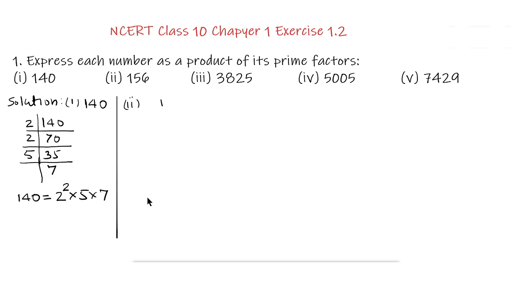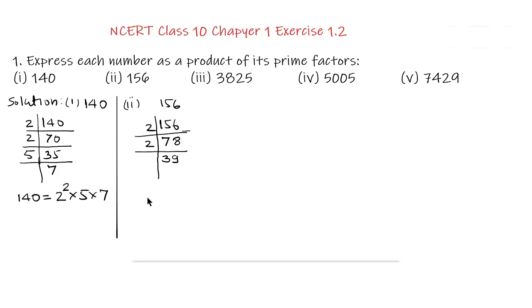Part 2 is 156. So we again adopt the same procedure. 156 is even number, so first we divide it by 2. 2 divides 156 for 78. Again 78 is even number. We divide it again by 2. This gives us 39.